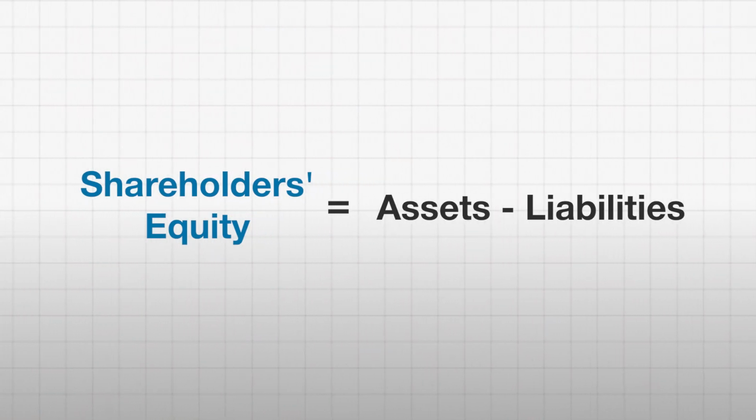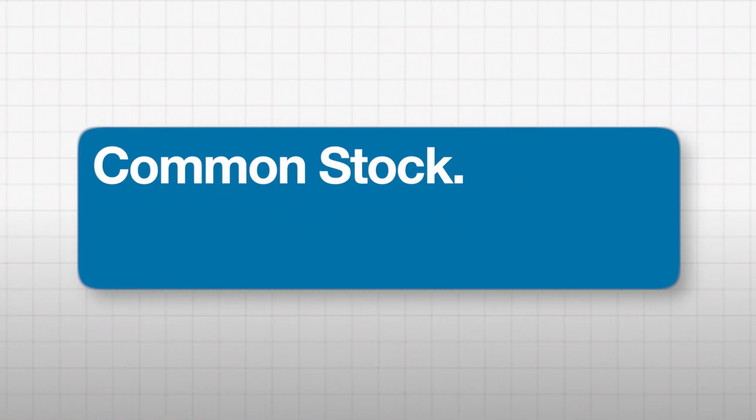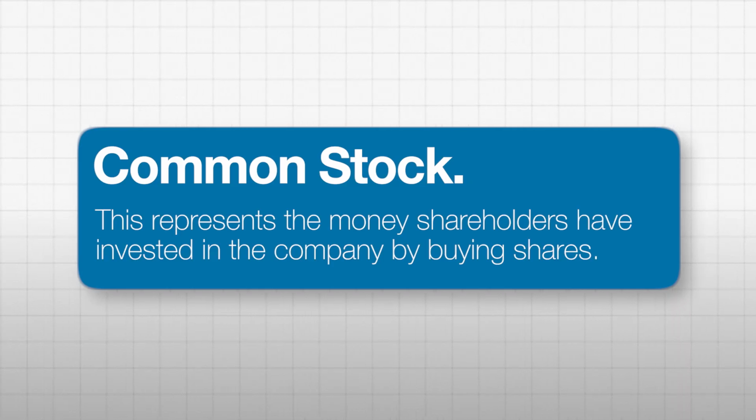Shareholders' equity is what's left after a company subtracts its liabilities from its assets. It's essentially the portion of the company that belongs to shareholders. First, common stock. This represents the money shareholders have invested in a company by buying shares. For Buffett, the size of the common stock can show how much faith investors have in the company's future.